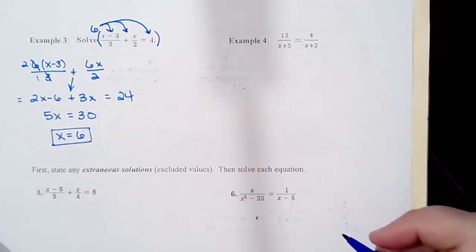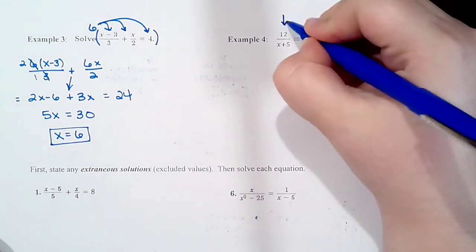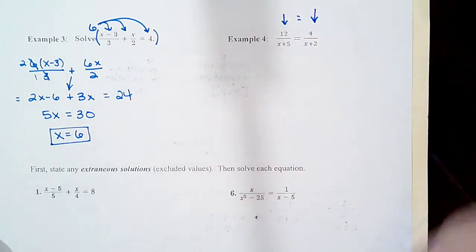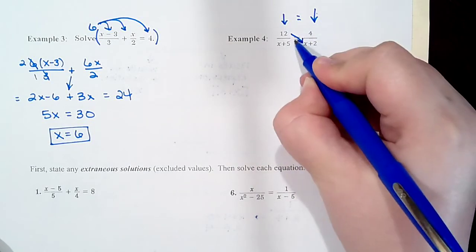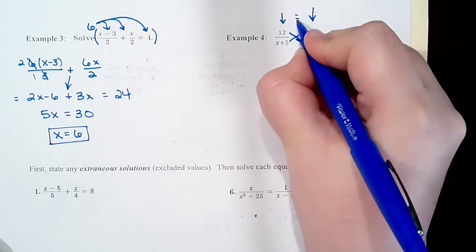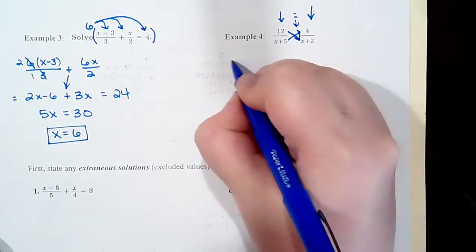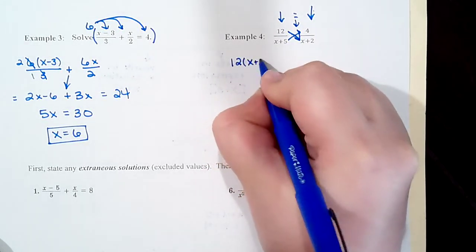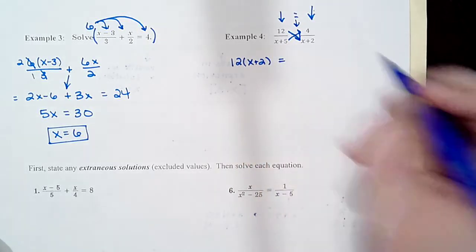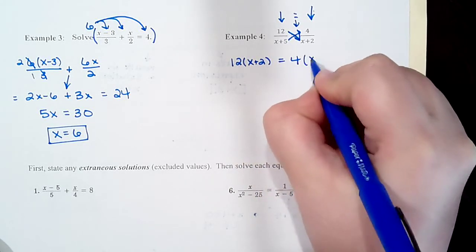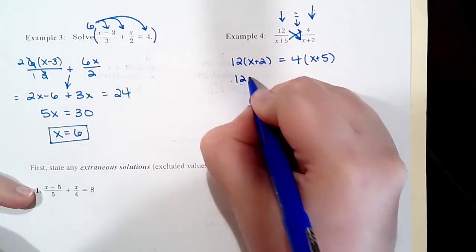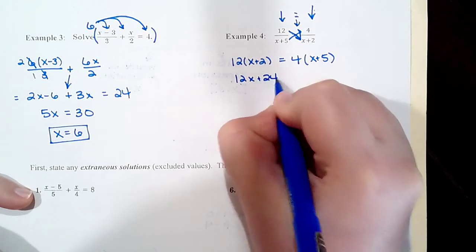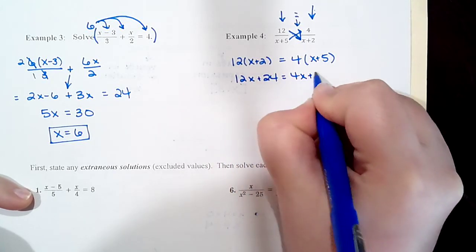Next one. Whenever we see a fraction equals a fraction, we know that we're going to cross multiply. This arrow goes top down, this arrow goes bottom up, the equal stays in the middle. So 12 times x plus 2, equal stays in the middle, 4 times x plus 5, and now it's all on one line, just like that. 12x plus 24 equals 4x plus 20.